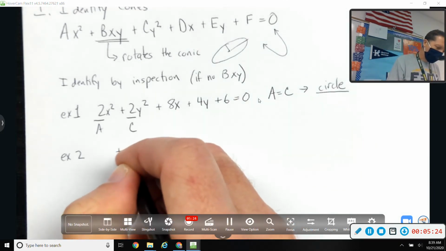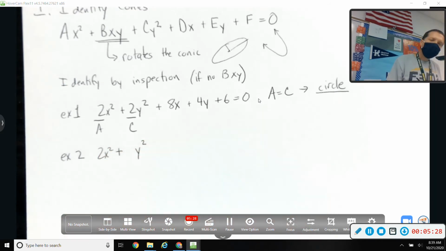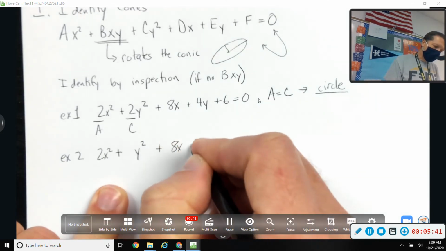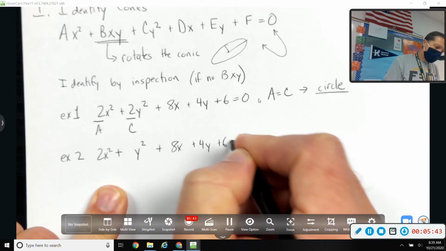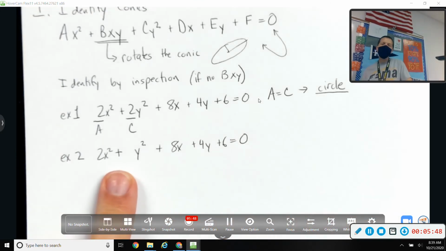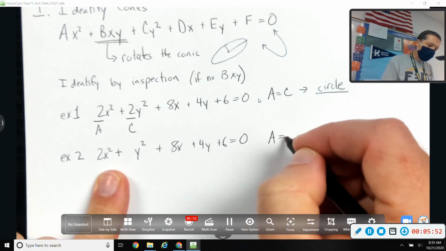Plus y squared. But that's what it is already. No. Plus another y squared. Well, I don't want to add another y squared. That'd be 2y squared, and then it'd be a circle. No. 2x squared plus y squared. The rest of this isn't really going to matter. If you put plus y squared in the original equation, yes, this would make an ellipse because a and c are not equal to each other.